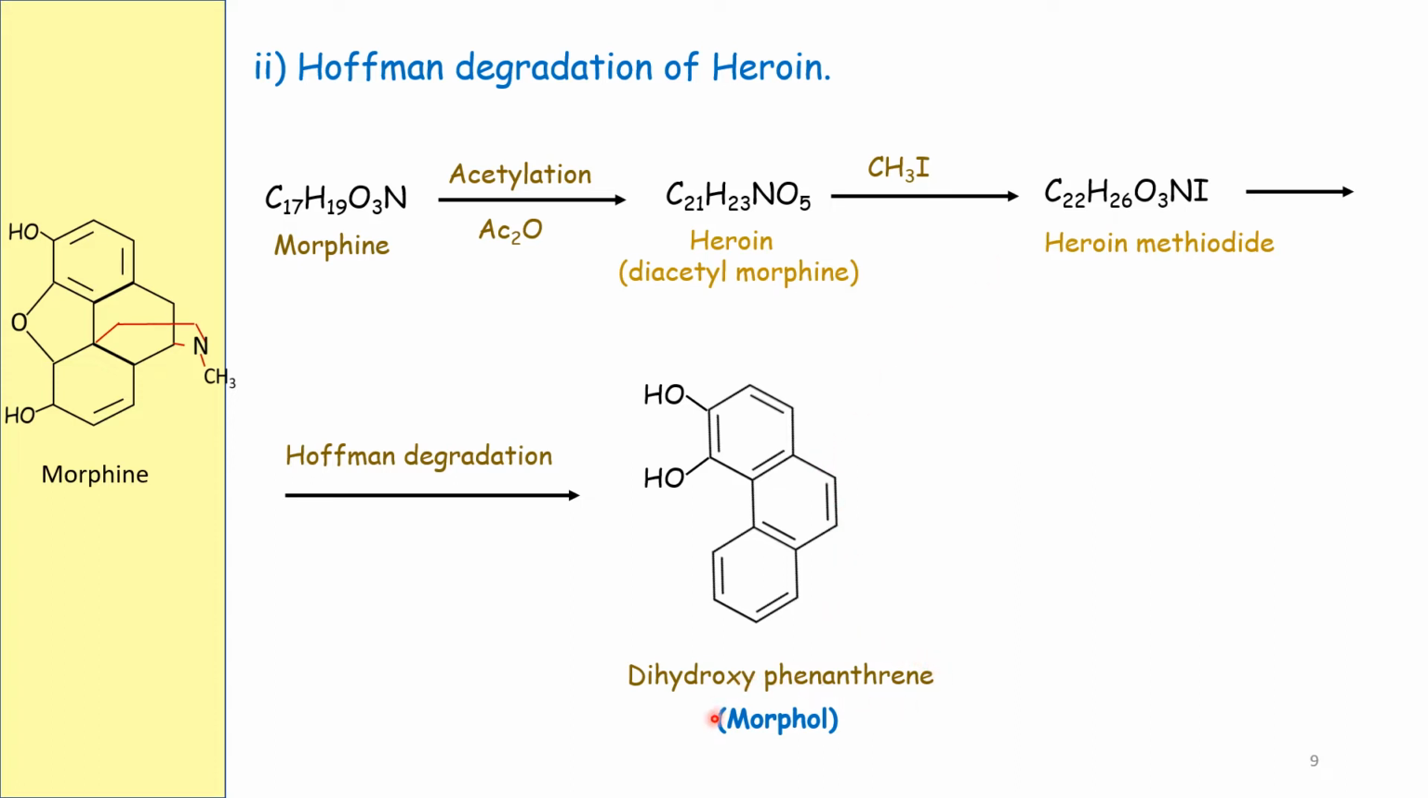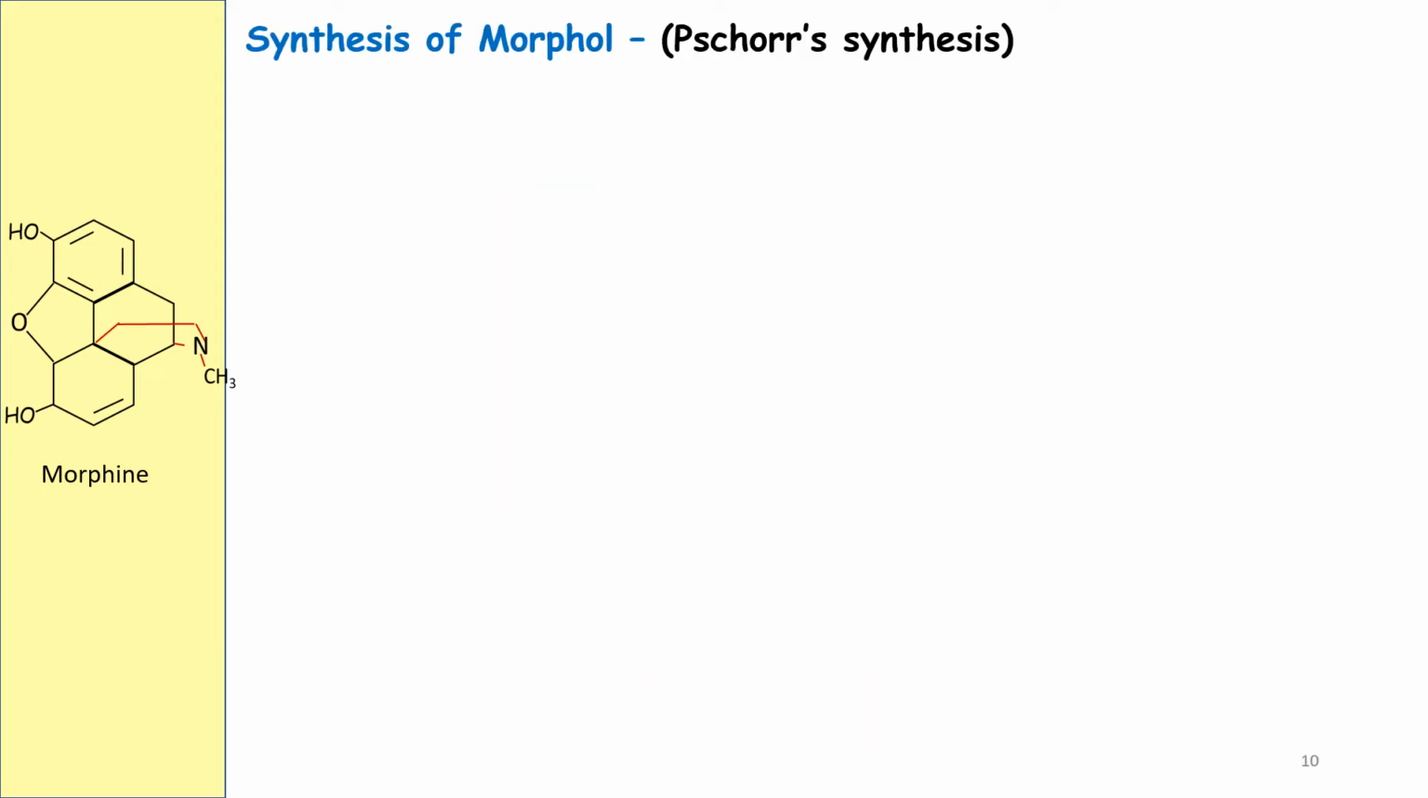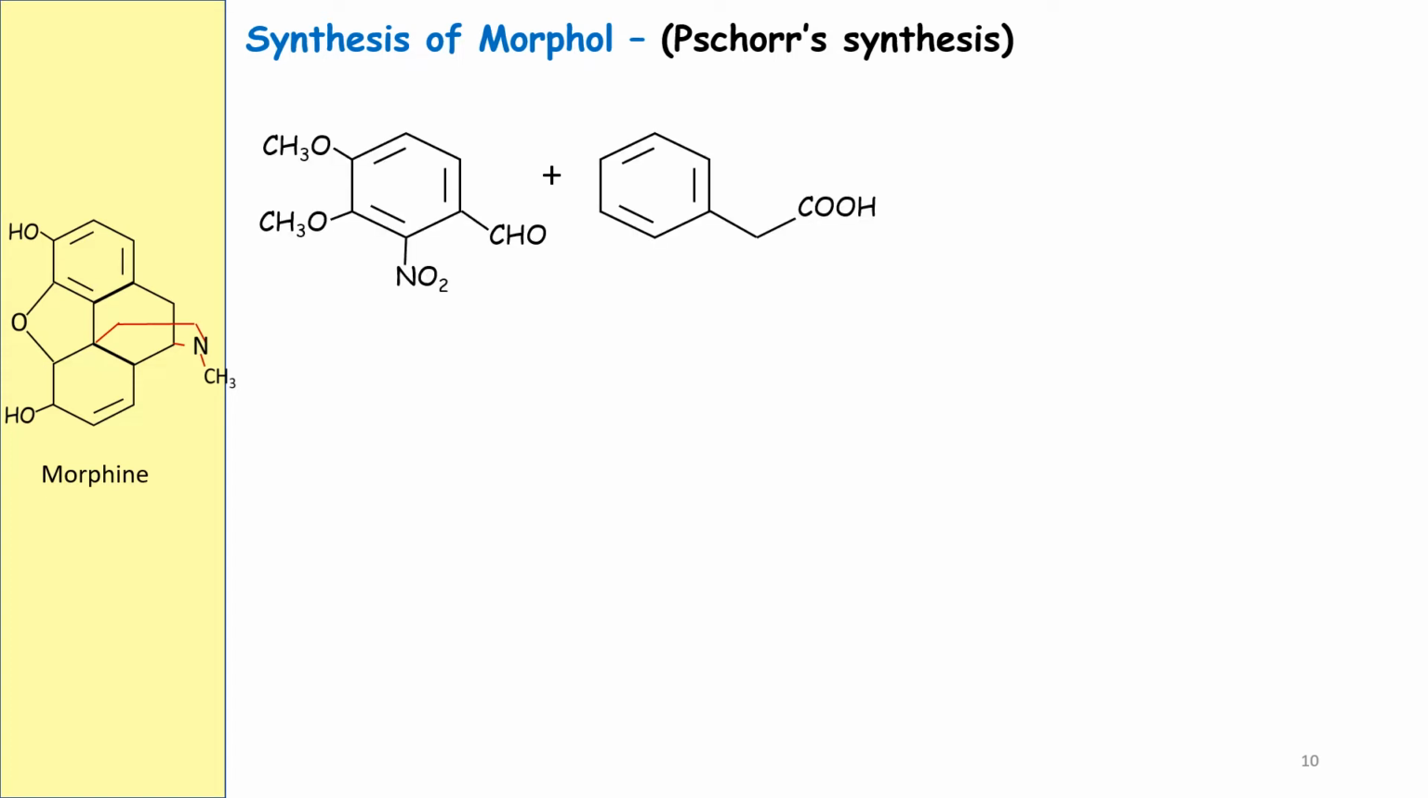dihydroxyphenanthrene, which is known as Morphol. And that Morphol contains a phenanthrene ring and two OH groups at ortho positions. And the structure of Morphol is confirmed by synthesis. This is called the synthesis of Morphol.